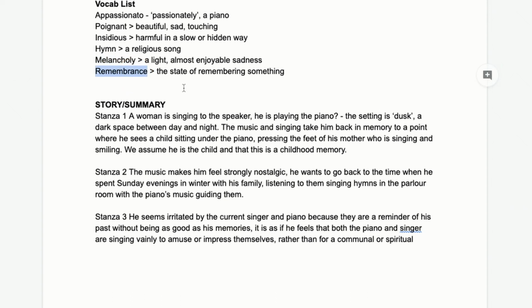Remembrance is the state of remembering something. So if you're in a state of remembrance, you're sort of still and you're thinking back to something and you're remembering. It's a noun, remembrance. So you want to use it like a noun.